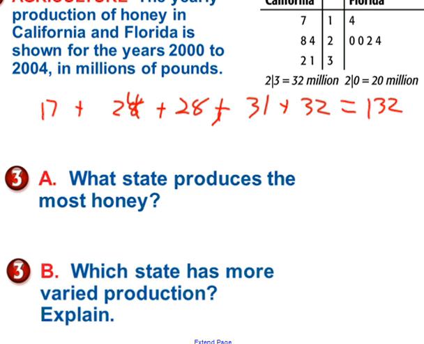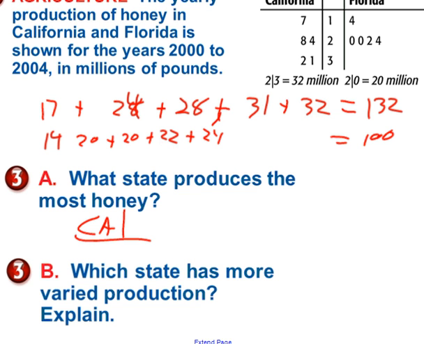I do the same thing for Florida. Florida got 14 million one year, 20 million plus 20 million plus 22 million plus 24 million. And that would be all. If I add those all up, checking with my calculator, they got 100 million. So that means California produced the most honey in any of those years.